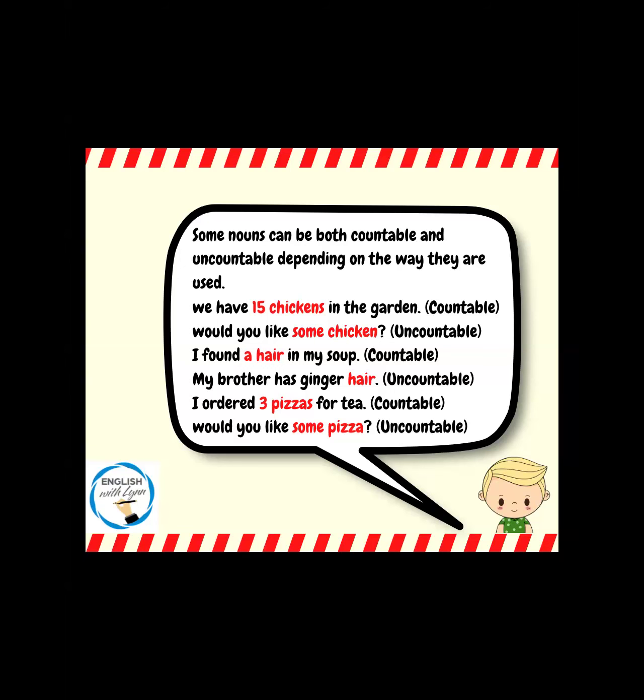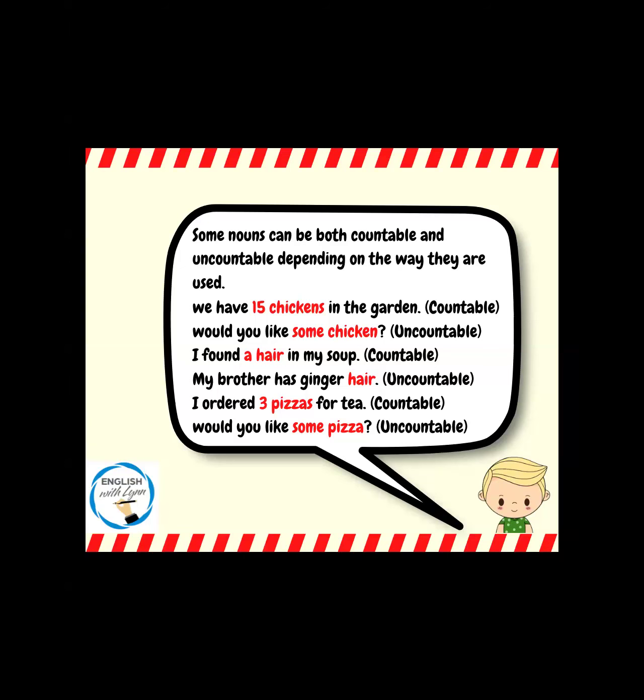Okay. And the final one, if we are talking about pizza, so I ordered 3 pizzas for tea. 3 is the quantity of the pizza. But if I say to someone, would you like some pizza? It has become uncountable. You could turn it into countable again by saying, would you like 2 slices of pizza? And that brings us to the next part of this session.